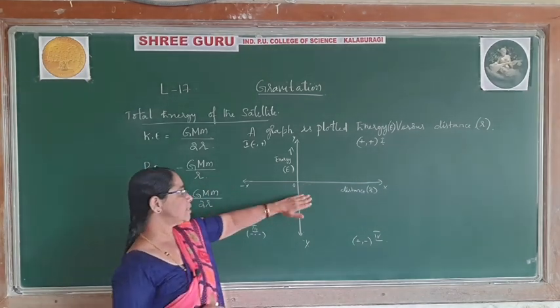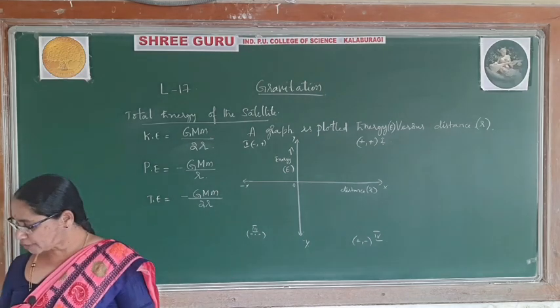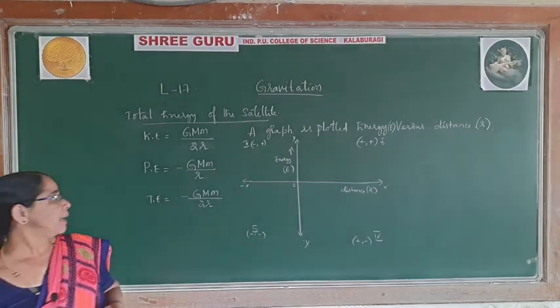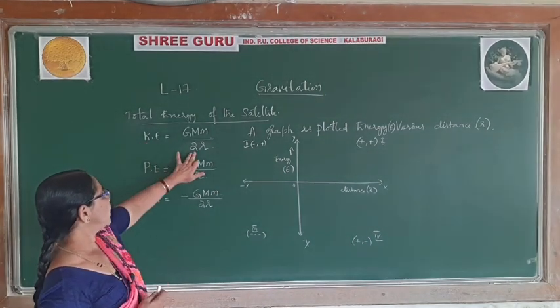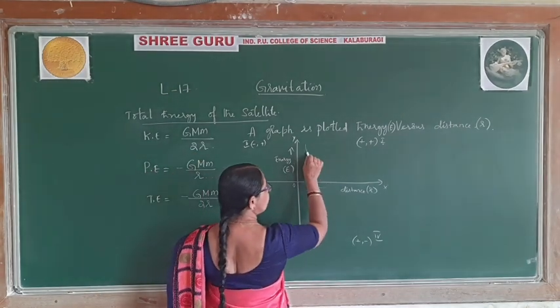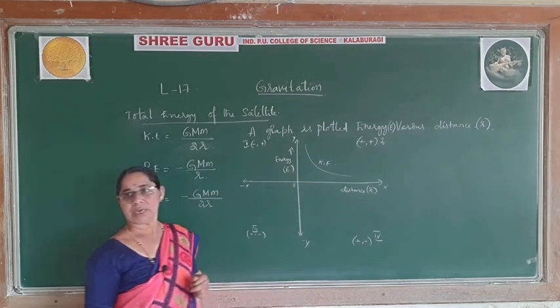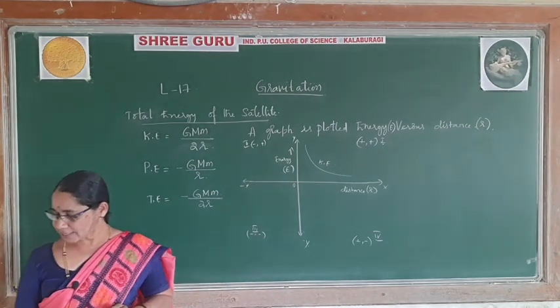So, distance is positive, energy is positive, which means kinetic energy is positive. So, depending on this condition, when you are observing a graph like this, you can say the graph is like this. This is kinetic energy. Okay, this is kinetic energy at this position.